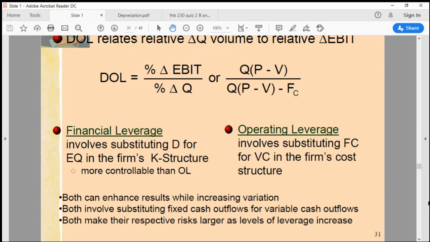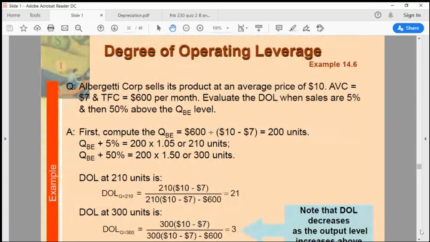Whereas equity has variable cash outflow. In other words, dividend is a variable cash outflow, right? Whereas debt has fixed cash outflows. Both make their respective risks larger as levels of leverage increase. Yeah, when leverage increases, as I've been telling you, the risk would also increase, because in good times leverage would make the outcome better, but in bad times leverage makes the outcome worse, right? That's the higher volatility, higher variance, higher risk.